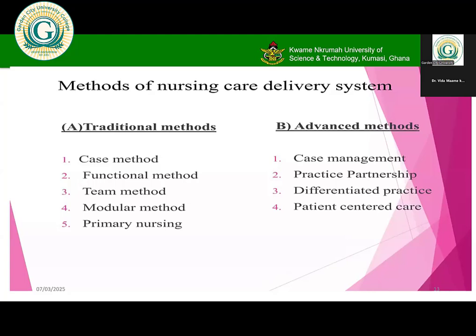So how do we use these methods in delivering patient care? That is why I started with the criteria, the purpose, and the characteristics. These are the methods that we can use in the care delivery system. Traditional methods, in the olden days, were the case method, functional method, team method, modular method, and primary nursing. And more advanced, we have case management, practice partnership, differentiated practice, and patient-centered care.